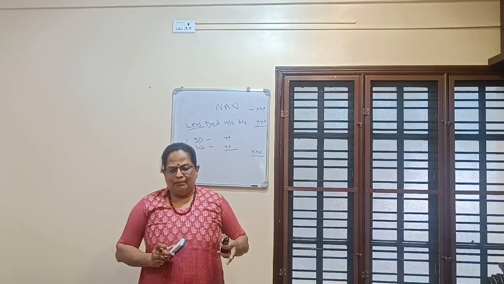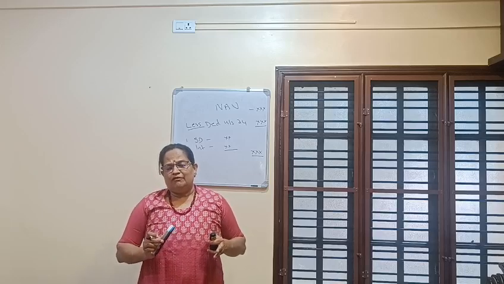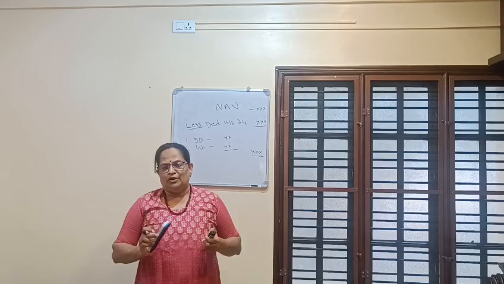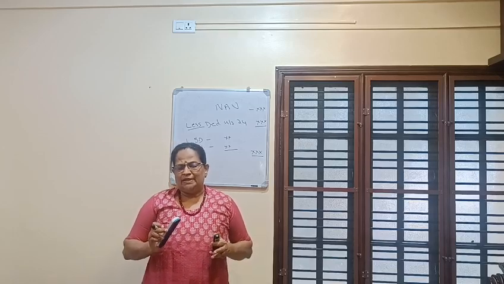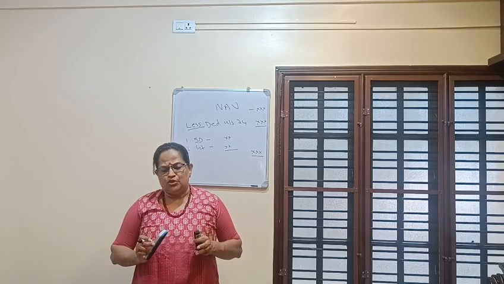So instead of income from self-occupied house property, it will always be loss from self-occupied house property. Now I have to tell you certain points about the deductions under section 24.